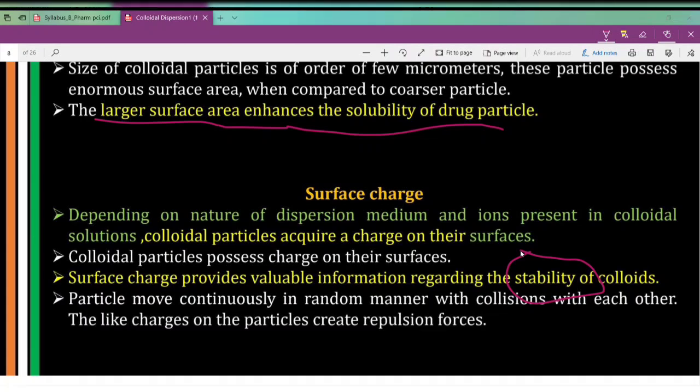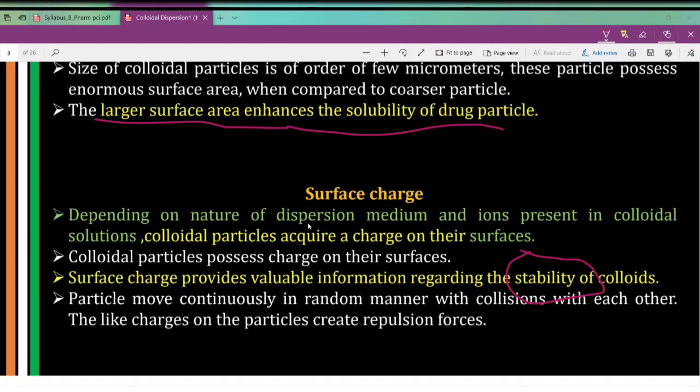I can give you a brief idea: in the dispersed phase, if the particle charge is positive and the medium charge is negative, then obviously unlike charges will be there, so there is an attraction. But if the charges are alike, positive or negative for both the dispersed phase and the medium, then obviously there will be repulsion. Repulsion means there is a high chance of instability. Got my point? That's what you should remember: the surface charge influences the stability of any kind of colloids.